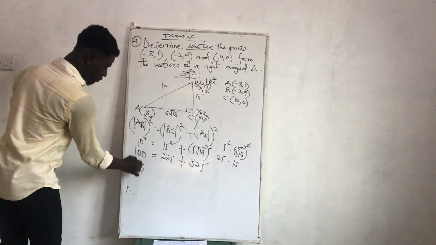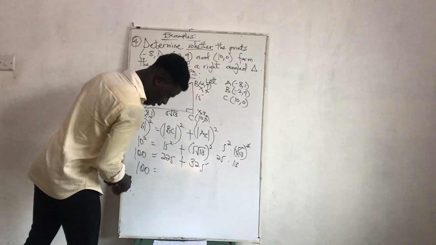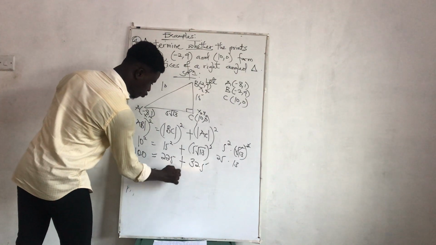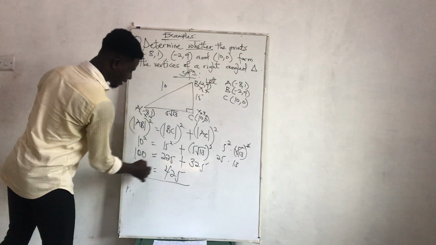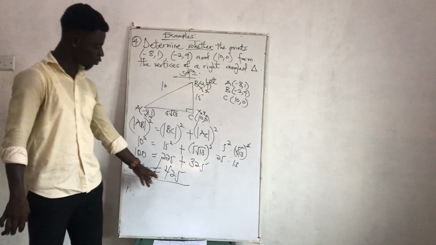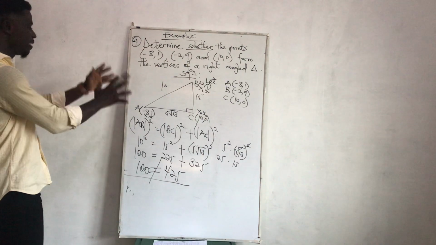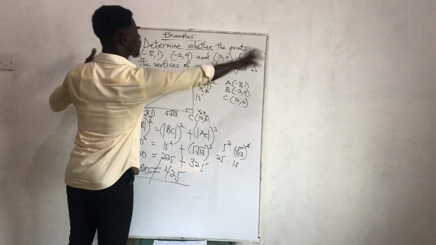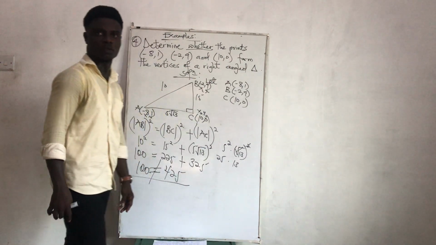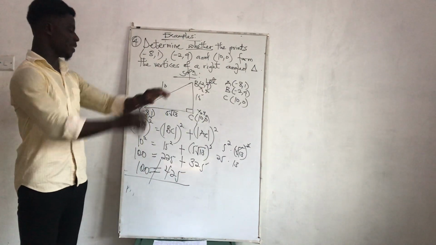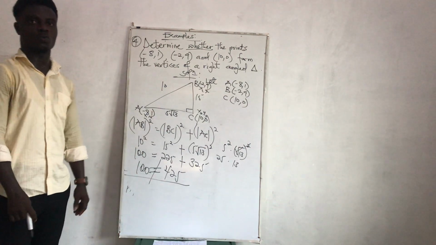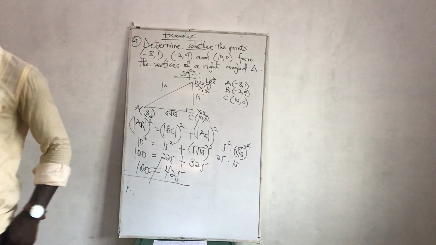Now, 100 is equal to 225 plus 325, which is 550? Here we have 425 as written. So we can see that 100 is not equal to 425. So we can conclude that these points do not form the vertices of a right-angled triangle. So that's the conclusion. Watch it very carefully.